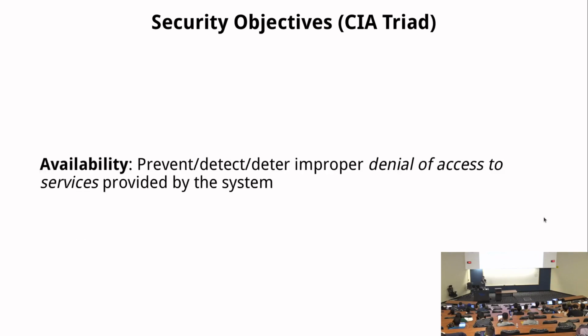Availability obviously is just to make sure your system is available. That's why we have denial of service attacks. Denial of service attacks do not really breach the data privacy or integrity. They just make the victim system unavailable. Denial of service.